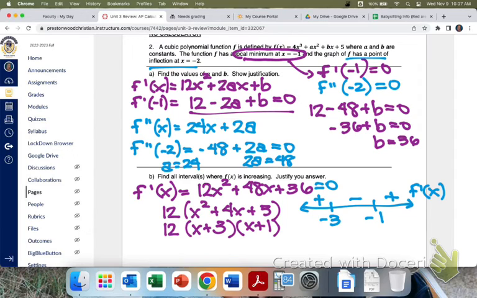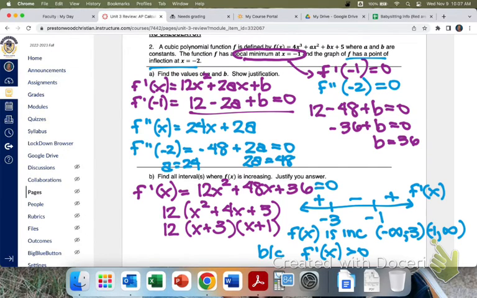So we would say we are increasing, because it's a quadratic with both ends up, positive. So we'll say f of x is increasing from -infinity to -3 and -1 to infinity. Because why? F prime of x is greater than 0. Okay.